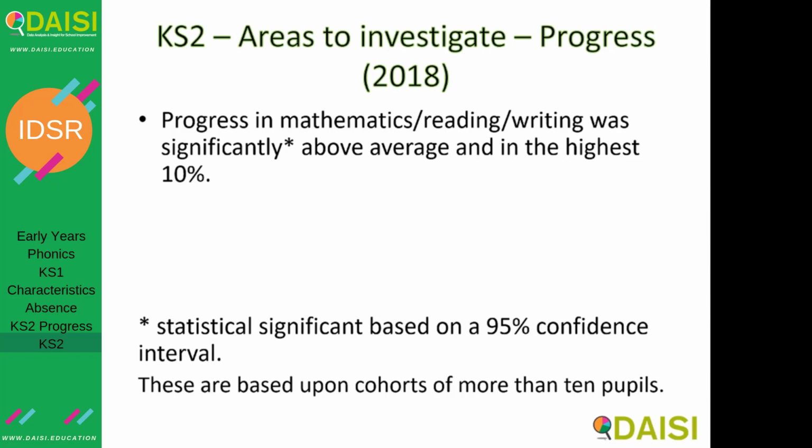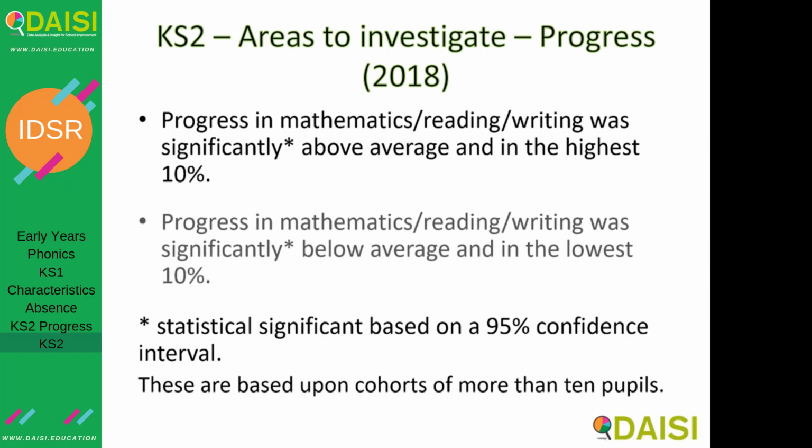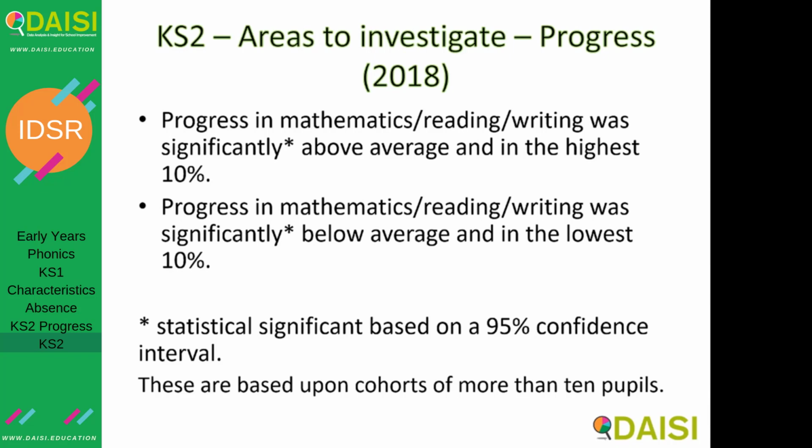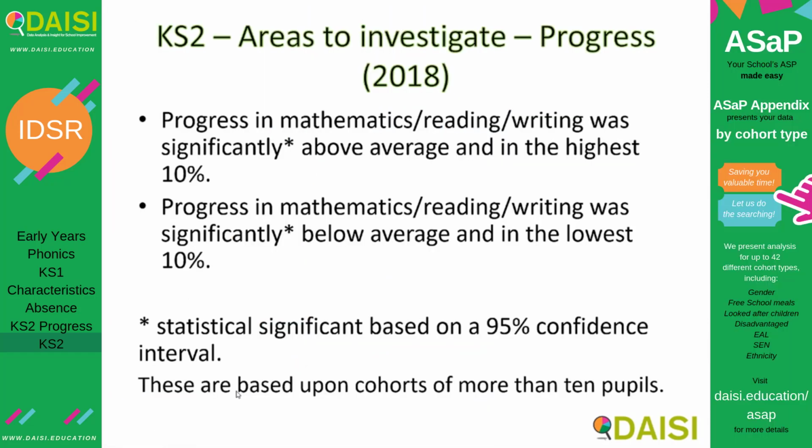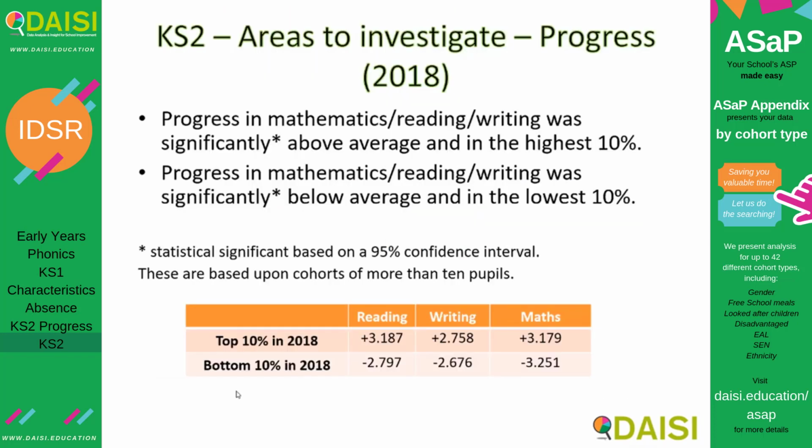Progress in name of subject was significantly above average and in the highest 10%, or significantly below average and in the lowest 10%. In other words, were you well above average or were you well below average? So that is what all of this means. So you need to have around 3.2 or above to get that as a strength, or below minus 2.8 in reading and minus 3.2, minus 3.3 in maths.